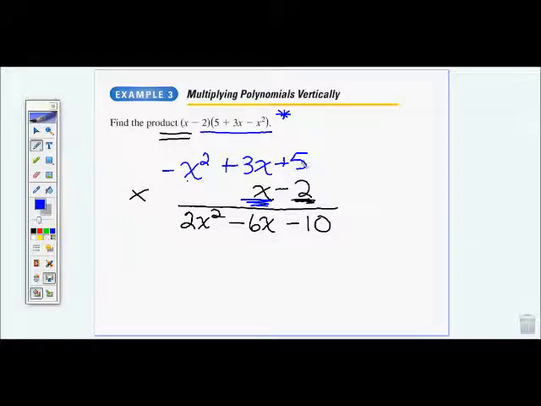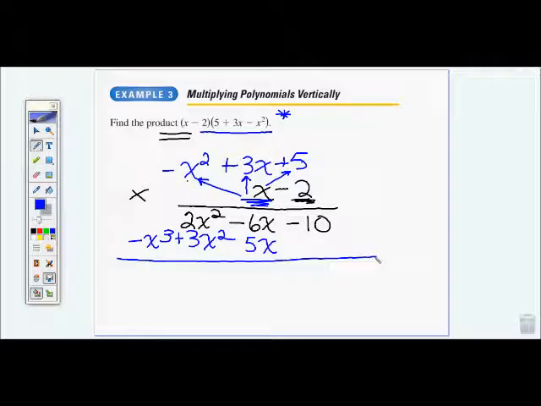So I have x times 5 first. That would be positive 5x, and I lined it up underneath my other x term. I have x times 3x, which would give me 3x squared, and that's going to be positive. And then I have x times a negative x squared, which would give me a negative x cubed.